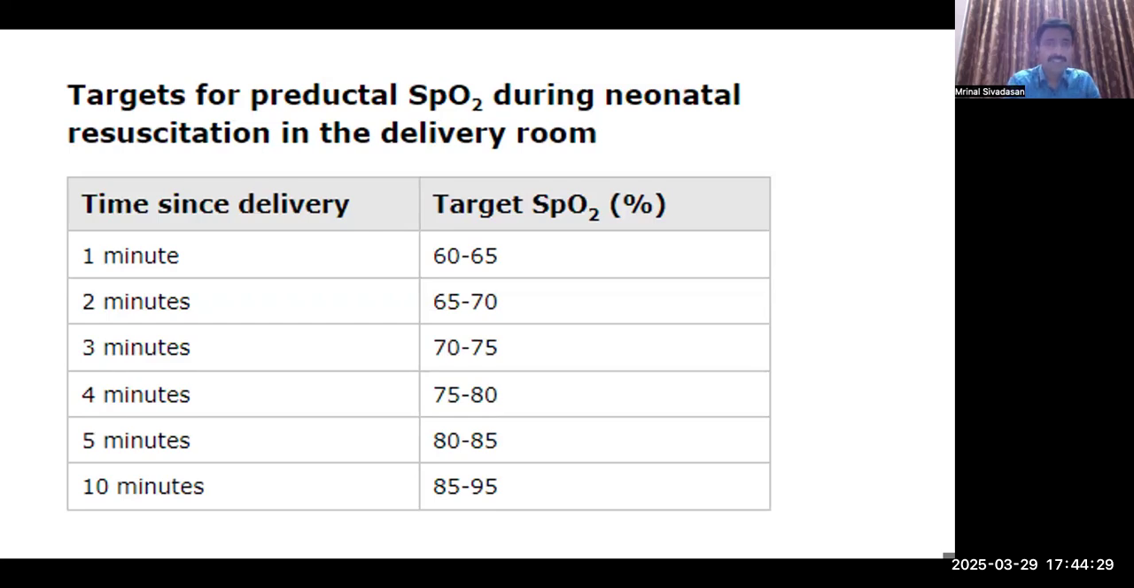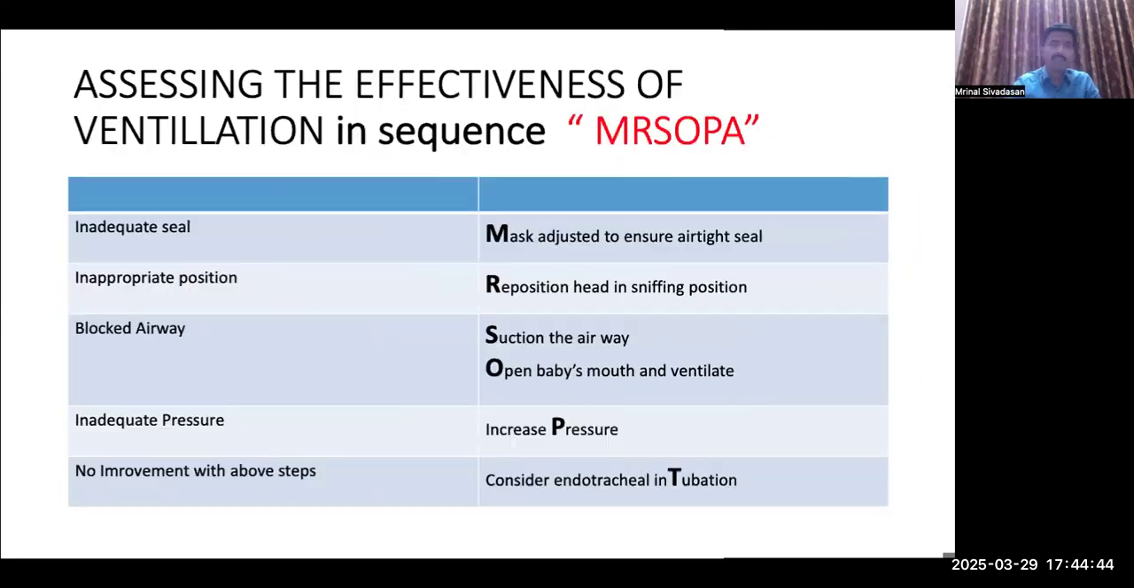Now coming to the target saturation. At 1 minute, you target saturation of 60 to 65%. At 3 minutes, target saturation 70 to 75%. At 5 minutes, target saturation between 80 to 85%, and at 10 minutes, target saturation 85 to 95%.